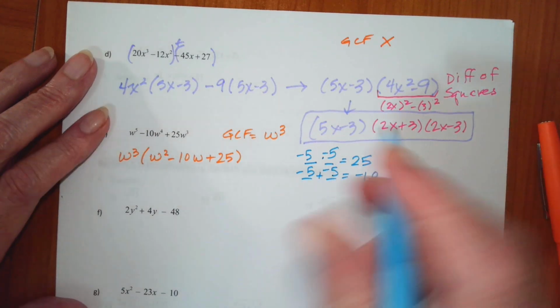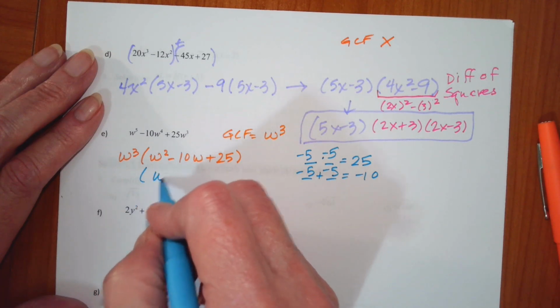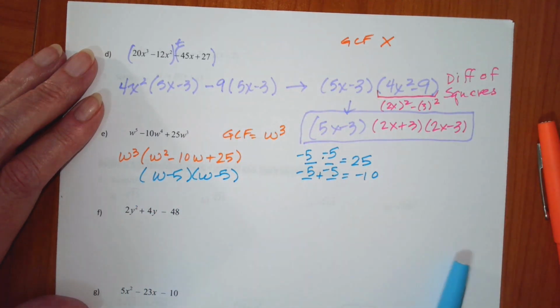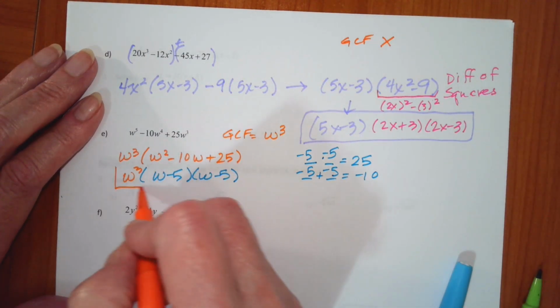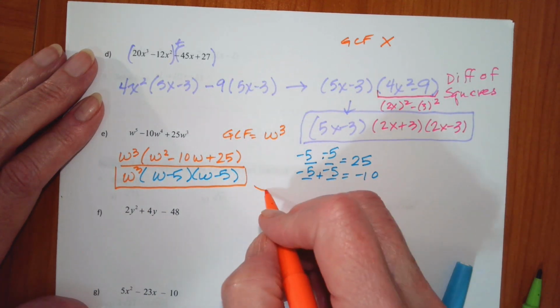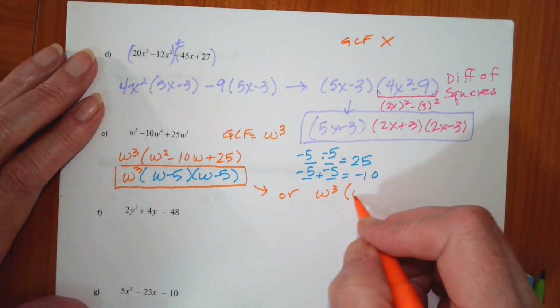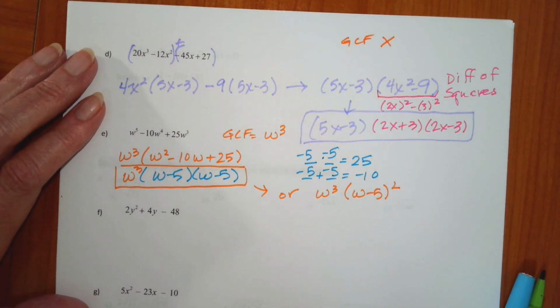And since these are the same, that also tells me it's a perfect square. This factors into w minus 5 times w minus 5. I include my w to the third, or I can write it as w to the third times w minus 5 squared. Either way is fine.